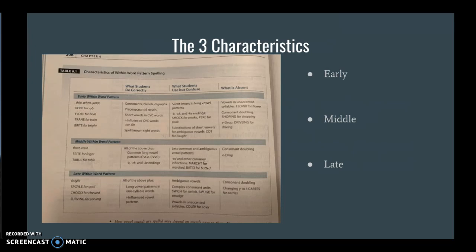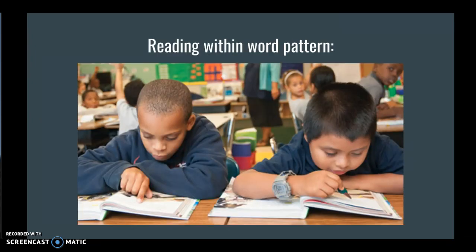Within this stage, we're able to explore three different types of development: reading, writing, and vocabulary learning. Our first one is the reading within word patterns. Most of our students are going to be reading single syllable words and many two to three syllable words. Students are going to enter the consolidated alphabetic phase. So what does that mean? It's when your student will begin to recognize patterns and chunks to analyze unfamiliar words.